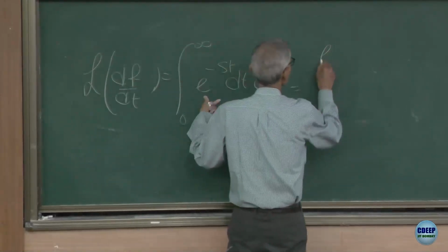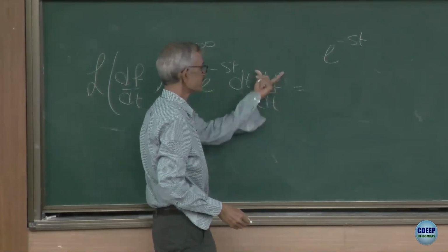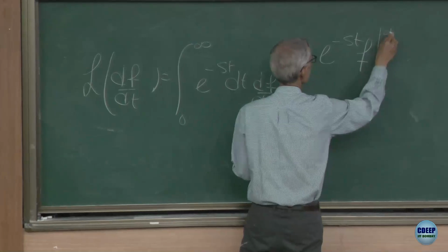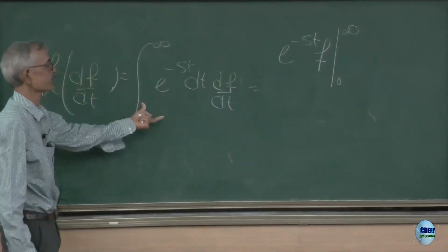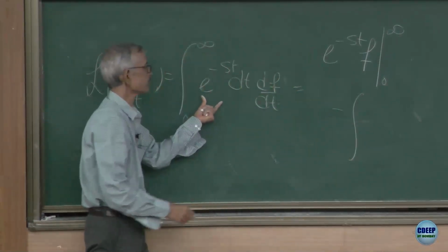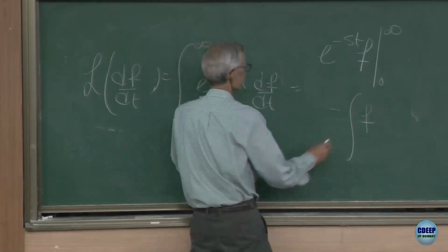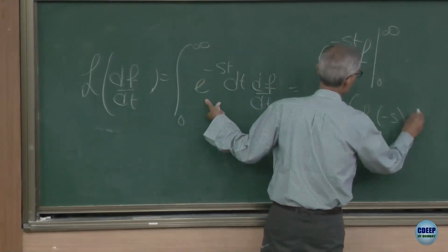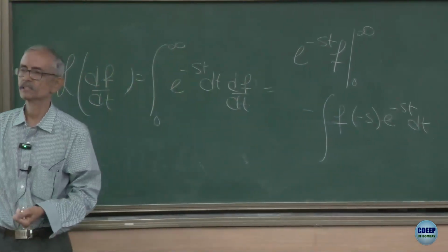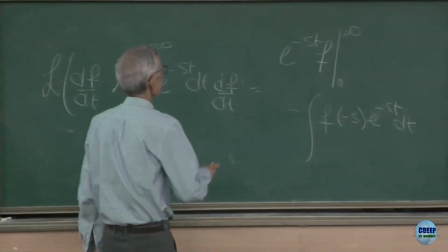This is the first function times the integral of the second. This is a derivative, so this is f, right? So this is 0 to infinity, that's the first term, minus the integral of the second, which is f, times the differential of the first. So that's my integration by parts.